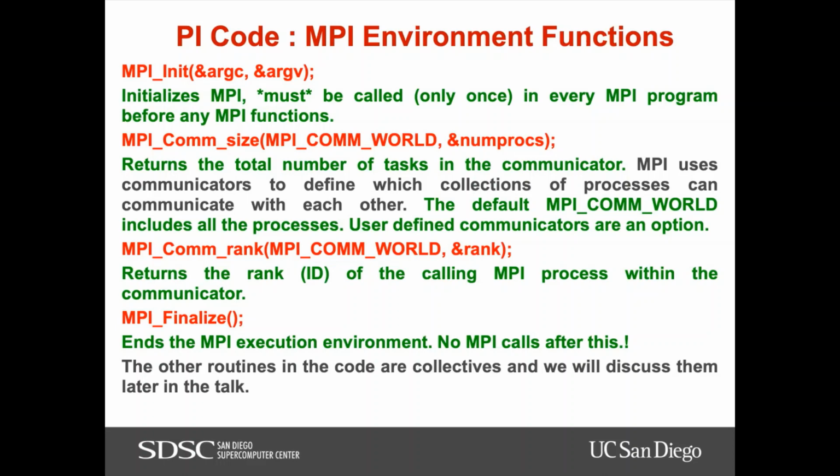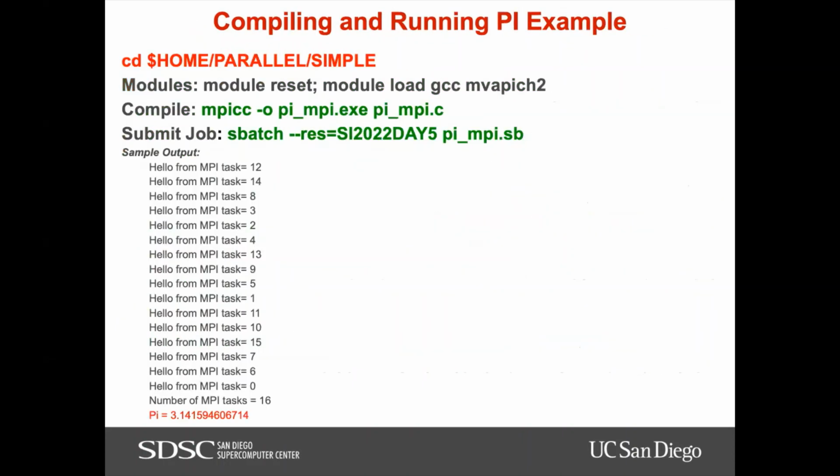And once you do finalize, basically the MPI ends. The other routine in this code was the MPI reduce, which is a collective, and we'll have some examples of this later in the talk.